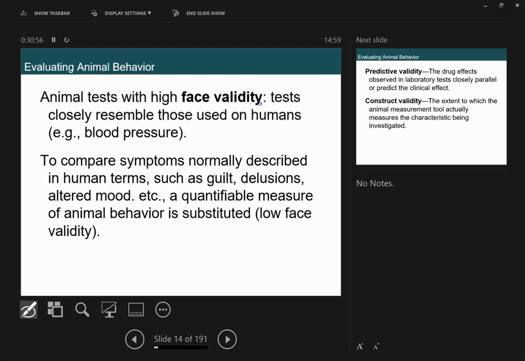All right, animal tests. We use a concept called face validity. Do they closely resemble stuff in humans? So, for example, blood pressure, that's an easy one. If you want to measure the effects of a blood pressure drug, you can do that in an animal. Blood pressure kind of works the same in a rat as it does in a human. Slightly different, maybe some biochemical things going on, but it's the same. The real problem is when you get into things that are really hard to measure in animals.